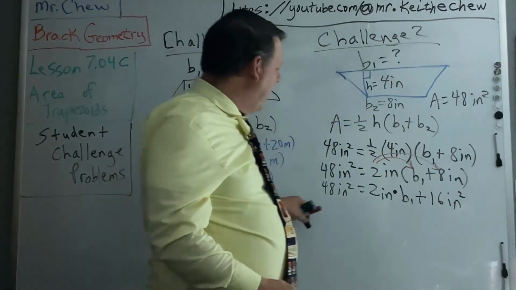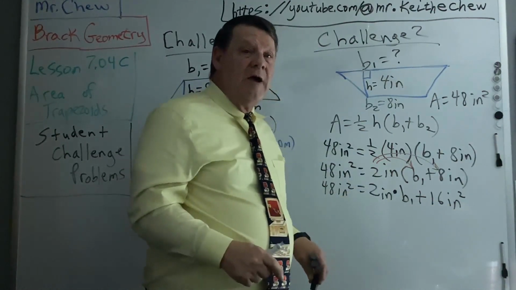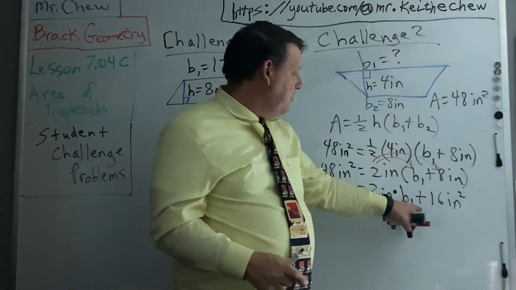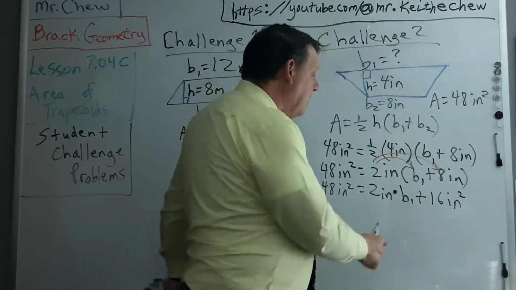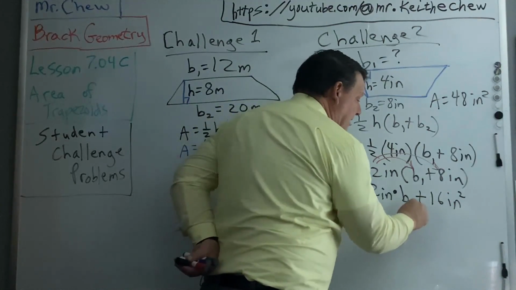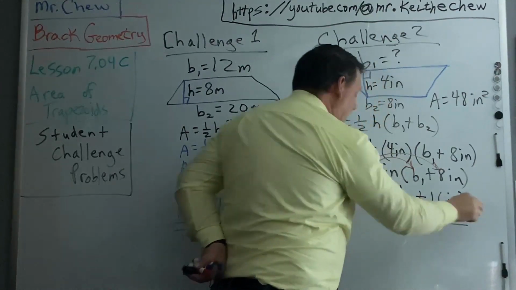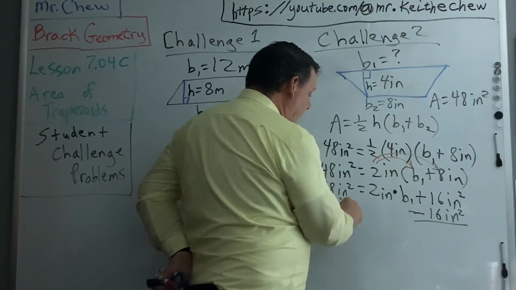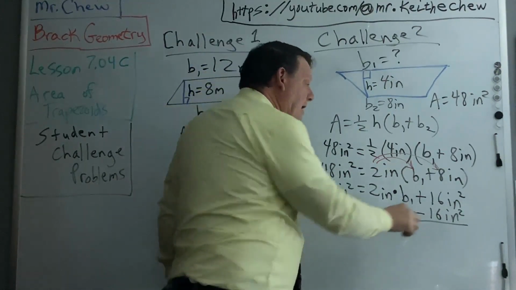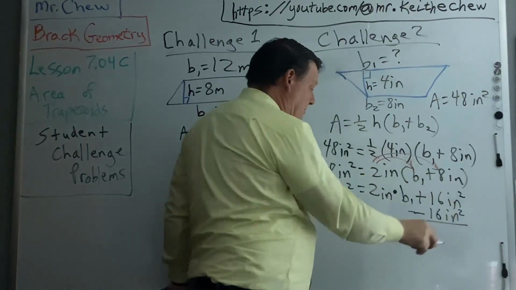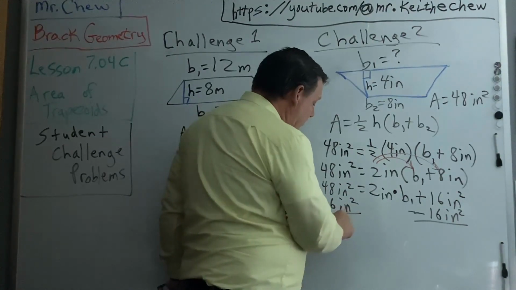All right, so now I have what's called a two-step equation that you learned how to solve in algebra class. I need to move the plus 16 inches squared from the right to the left, and you do that by using the inverse operation. The inverse, or opposite, of adding 16 inches squared is subtracting 16 inches squared. And if I subtract it from the right, I have to subtract it from the left. We use what's called the subtraction property of equality to do that. 16 inches squared minus 16 inches squared is 0. So I have 48 inches squared minus 16 inches squared, which is 32 inches squared.